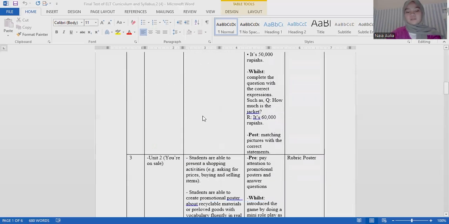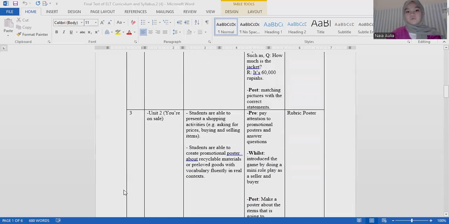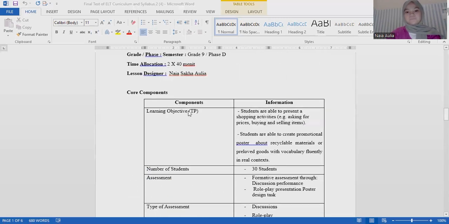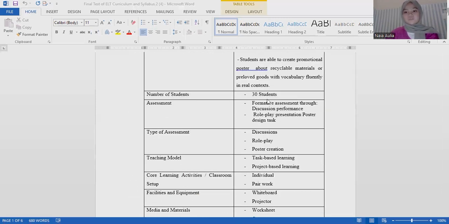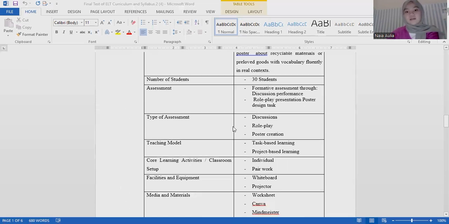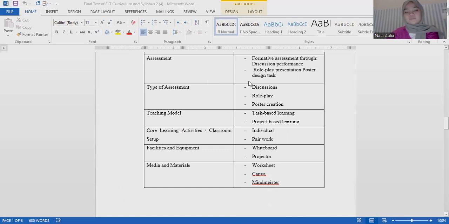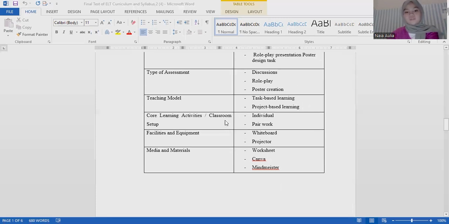Yes, same in this meeting 3. And the number of students is 30 students. The assessment is formative assessment through discussion performance, role play presentation, and poster design task. And the type of assessment is discussions, role play, and poster creation. And the teaching model is task-based learning and project-based learning. And the classroom setup is individual and pair work, so this is balanced.